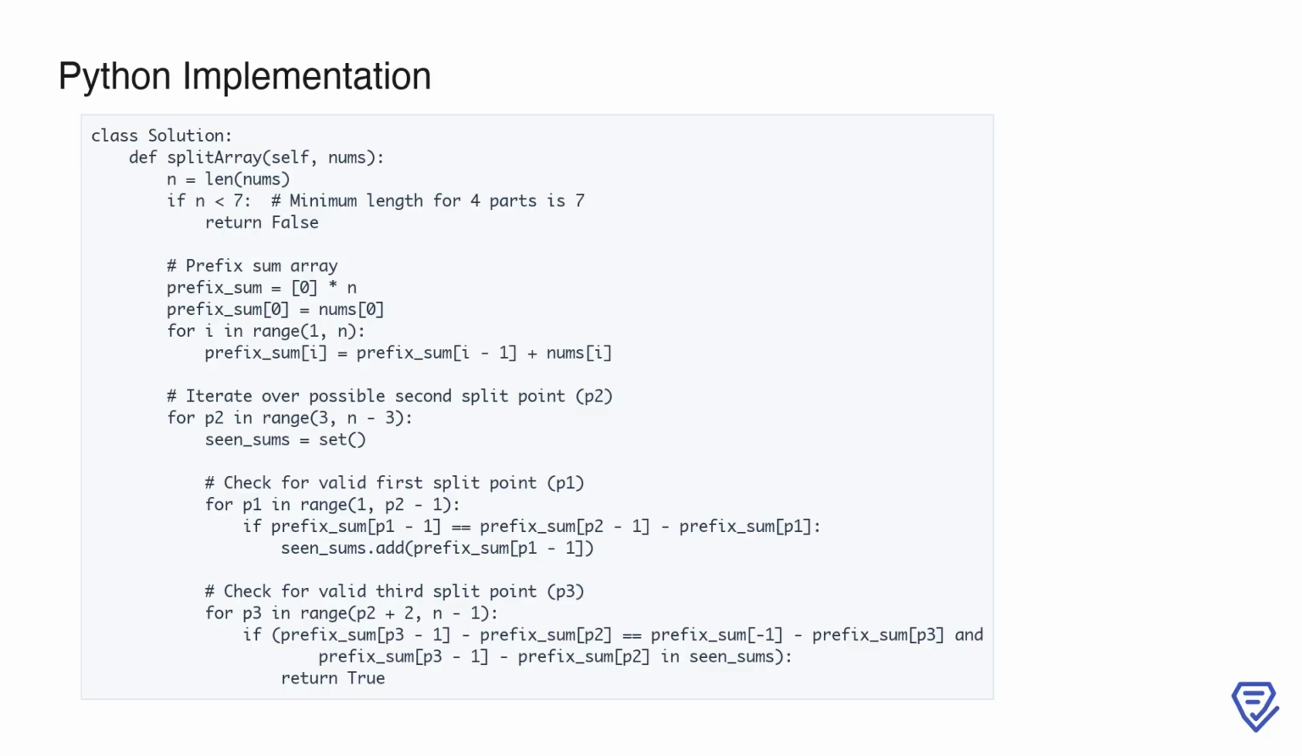Inside this loop, we initialize a set called seen_sums to store potential sums from valid first split points. For each possible first split point, P1, we check if the sum of the first segment, given by prefix_sum[P1 - 1], is equal to the sum of the second segment. If this condition holds, we add the sum of the first segment to the seen_sums set, as it becomes a candidate for verifying the third split point later.